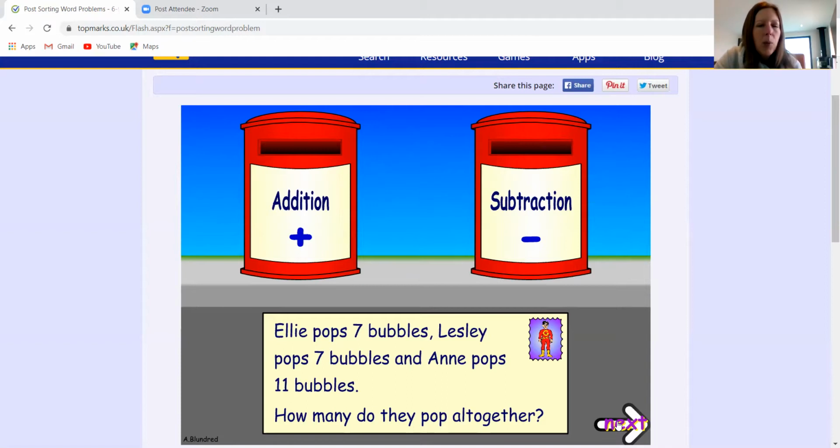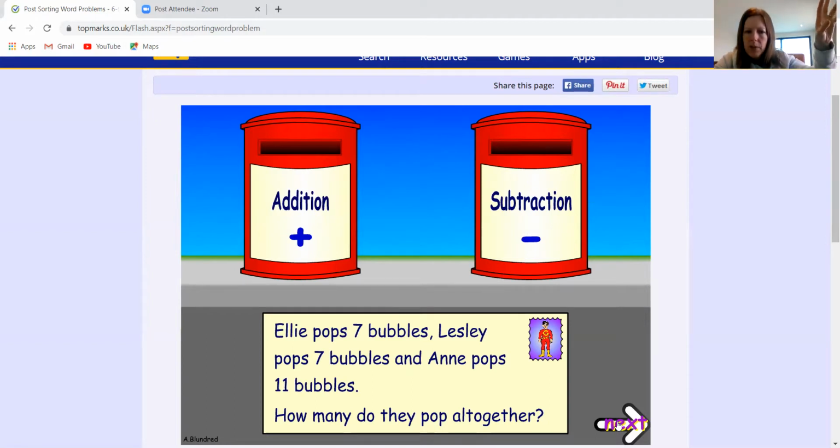Okay. Ellie pops 7 bubbles. Leslie pops 7 bubbles. And Anne manages to pop 11 bubbles. Gosh, this is a little bit more numbers on this one. How many do they pop all together?